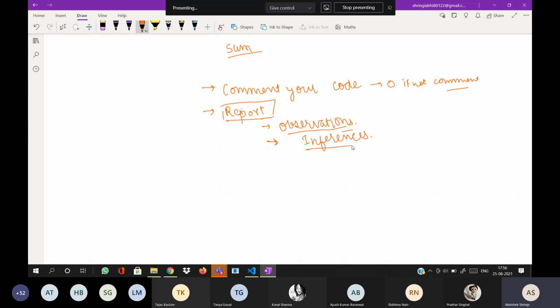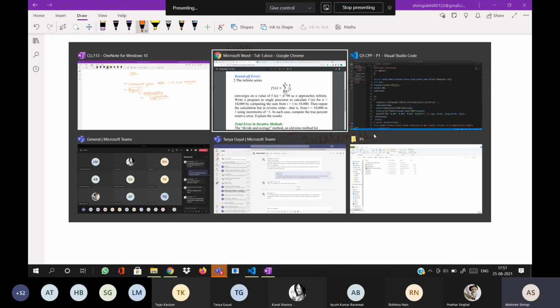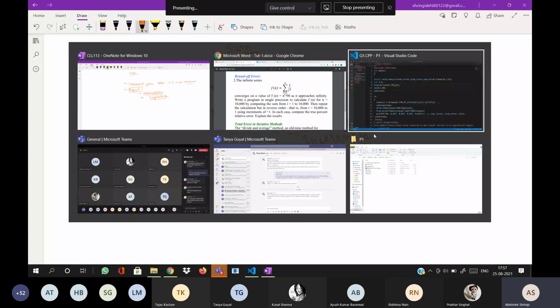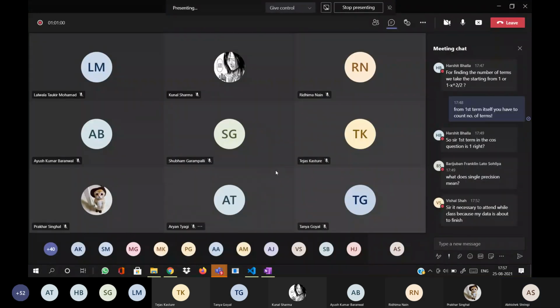Inferences should be there. What do you mean by inferences? Whether you are able to successfully give an answer to the question asked or not. That you have to keep in mind. Am I clear? Am I clear?